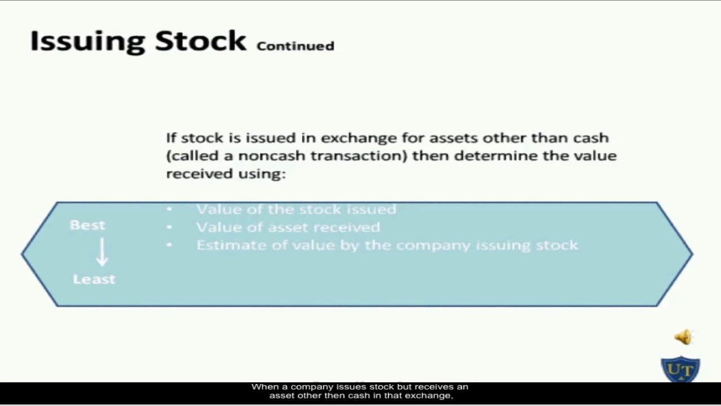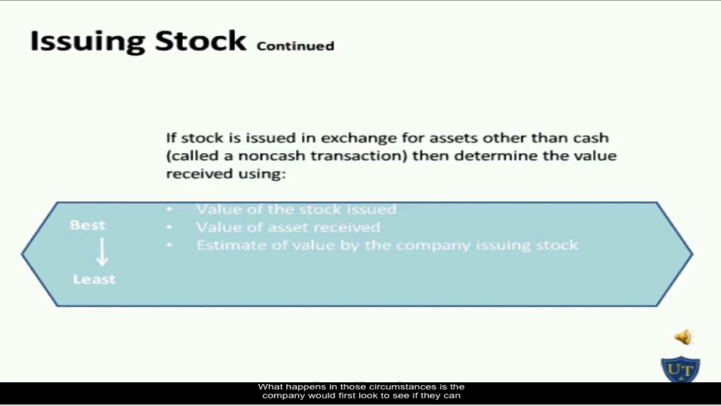When a company issues stock but receives an asset other than cash in that exchange, it can sometimes be questionable as to what to record for the stock. For a publicly traded company where the value of the shares issued is known, the best estimate of the fair market value of the transaction is the value of the stock issued. However, for a company whose shares are thinly traded, or for a non-publicly traded company, the value of the stock issued may not be determinable.